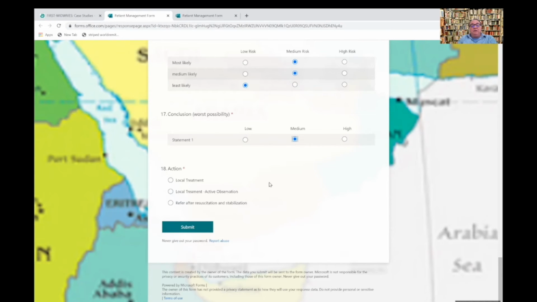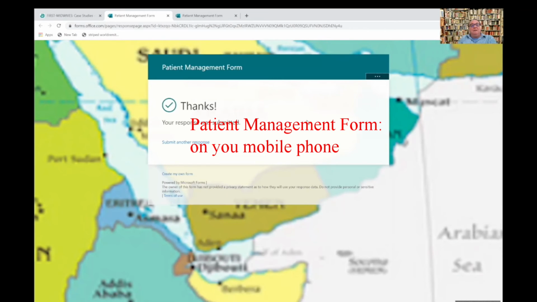With medium risk, local treatment: clean up that wound, check her immune status. If she needs it, give her tetanus toxoid. If that wound is cleaning up and starting to look better in 24 hours, continue. If it starts to get infected and spread with the cellulitis, then you need to refer that patient. So this is how the patient management form helps you come up with your action plan. At the end of the form, you submit it. You have now completed the patient management form.